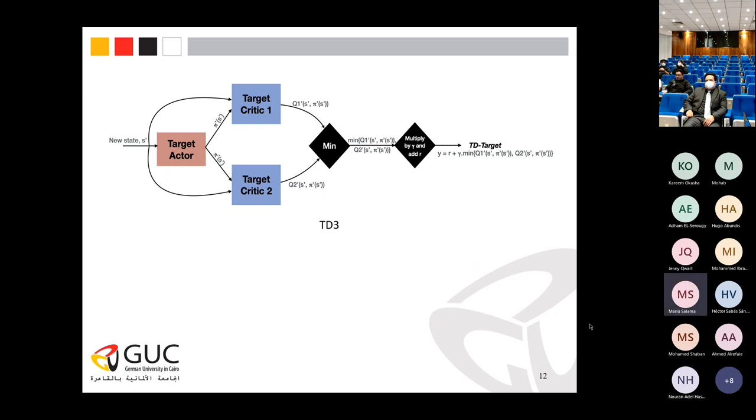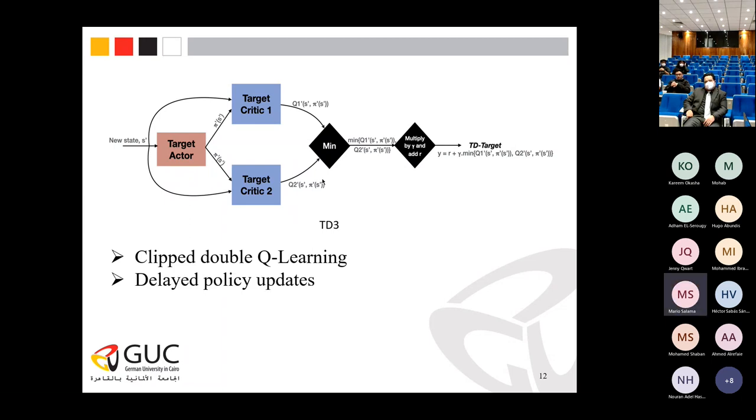TD3 solved those issues by introducing three features to the DDPG. The first feature is clipped double Q-learning. TD3 learns two Q functions instead of one and uses the smaller of the two Q values to form the target in the Bellman error loss function. The second feature is delayed policy updates. TD3 updates the policy less frequently than the Q functions: one policy update for every two Q function updates. The last feature is target policy smoothing. TD3 adds noise to the target action to make it harder for the policy to exploit Q function errors by smoothing out Q values along changes in action.